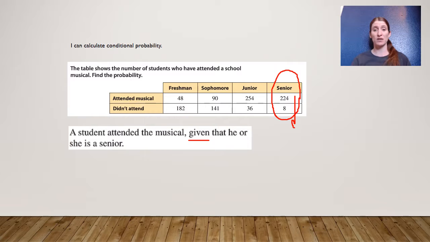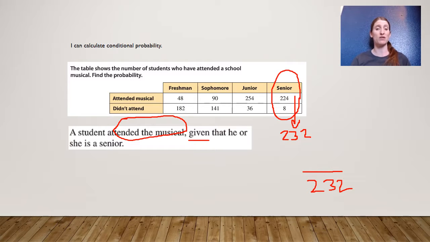Okay, I do need a total here though. So 224 plus 8 is 232, I believe. So that's my denominator. Okay, that's all the students that are seniors. Now, I mean my numerator. I'm sorry, I'm writing it in the right spot and saying the wrong word. We want a student that attended the musical.